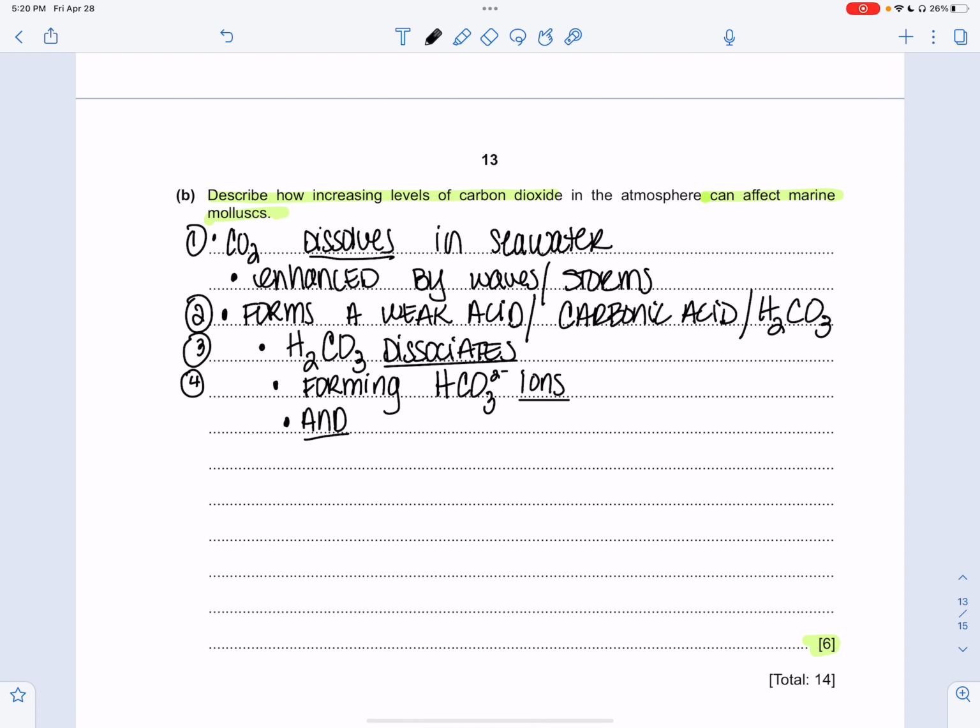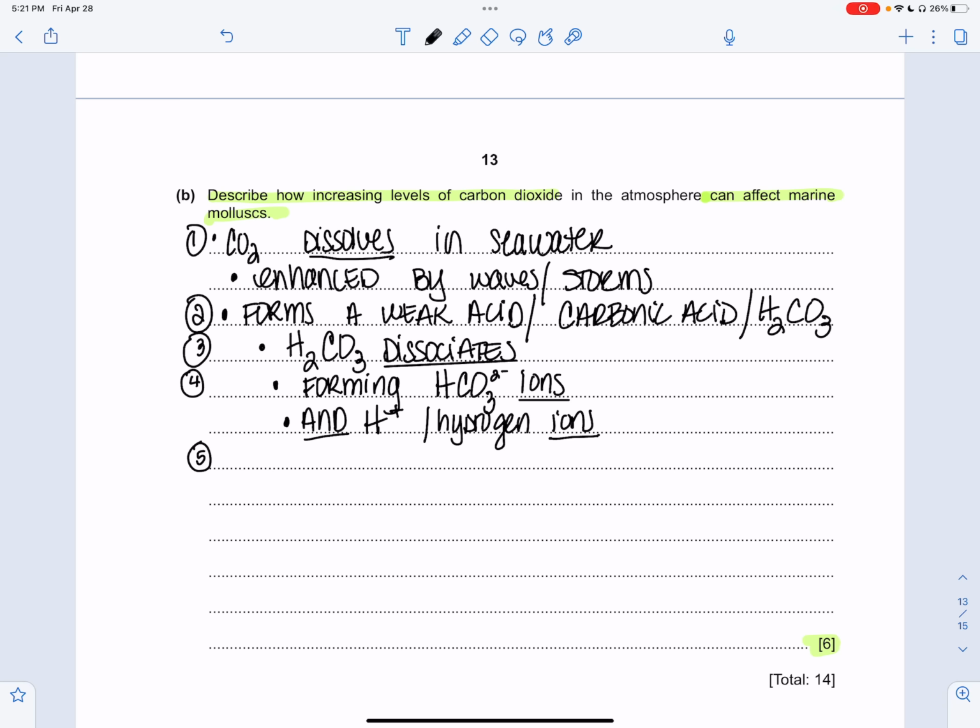and hydrogen ions, again, ions in this one being underlined. All right, and then our fifth thing, although the and hydrogen ions is also a mark, it's a separate mark, but the fourth process is the dissociation into hydrogen carbonate and hydrogen ions.